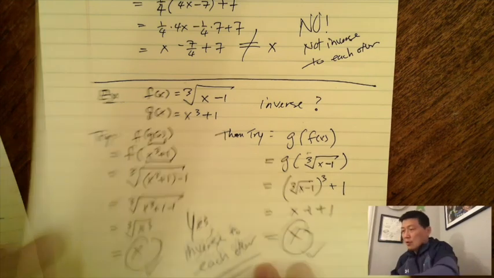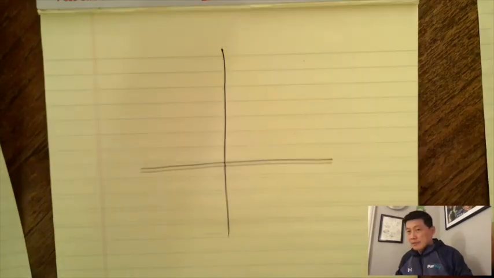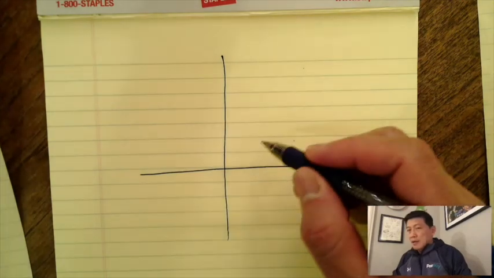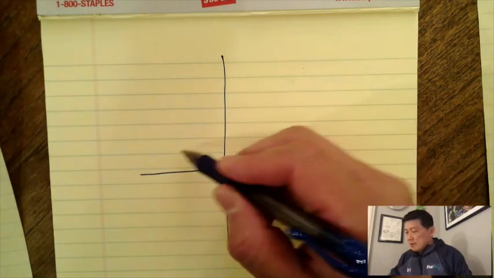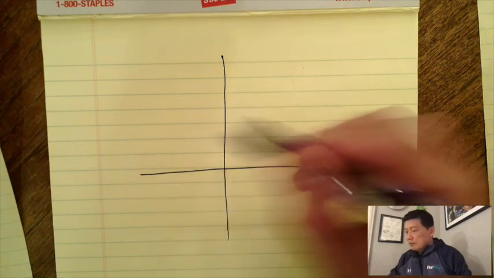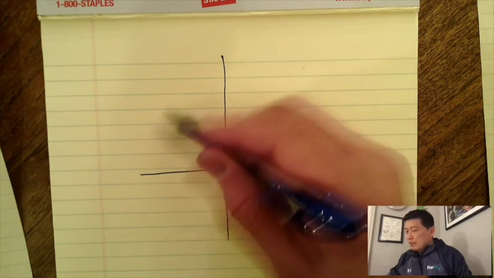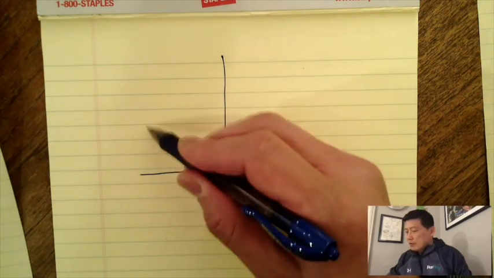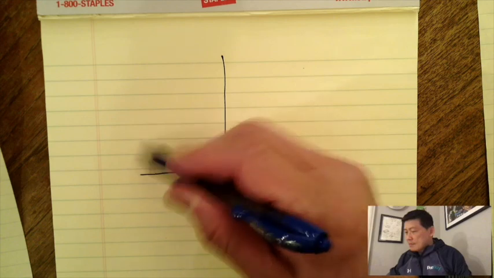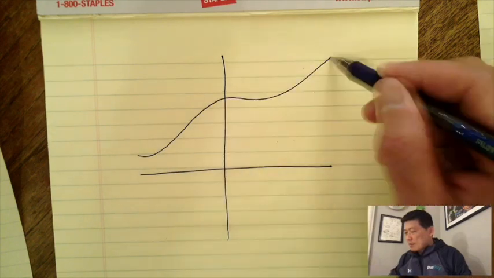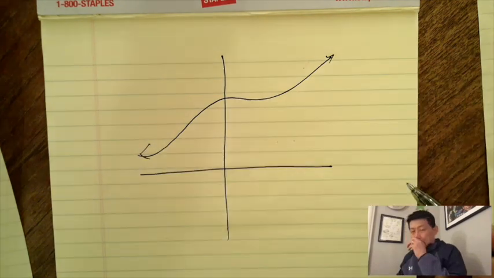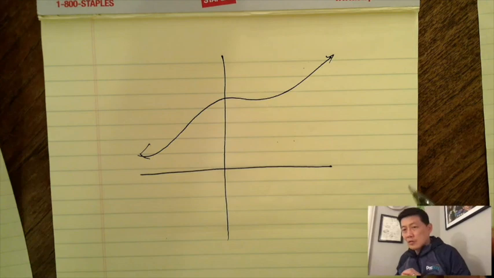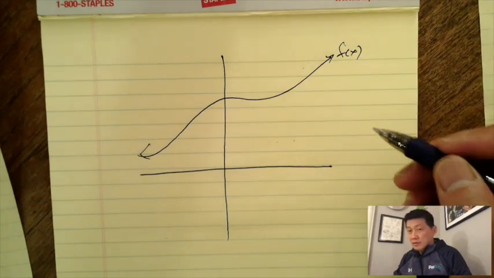So if someone would ask you, hey, they give you a graph, and it may look something like, let me see, what if the graph looked like this, and the question is sketch out an inverse relation of f of x. Well, you have an easy task here.